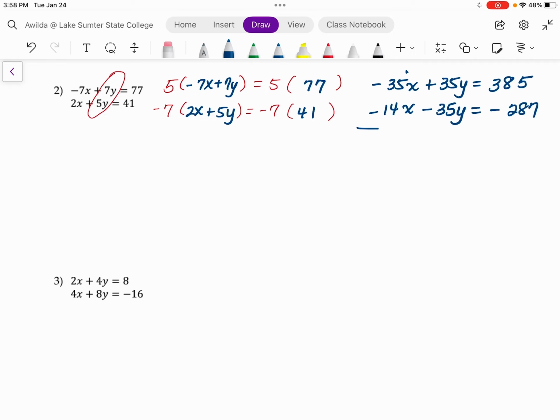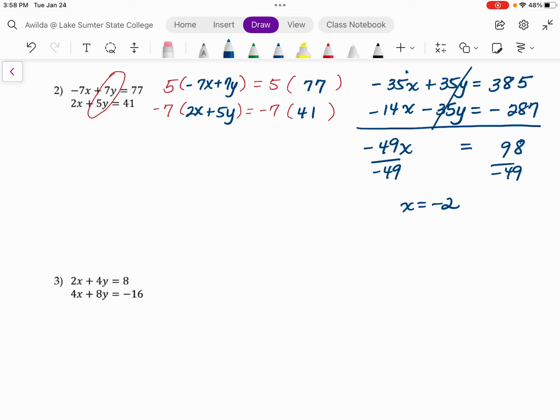Now, if I add these two equations together, negative 35x minus a 14x will be a negative 49x. Notice that 35y minus 35y is 0, as we intended. And on the right-hand side, let's just carefully subtract. I think we get positive 98. Now, if we divide both sides by negative 49, we find that x is equal to negative 2.